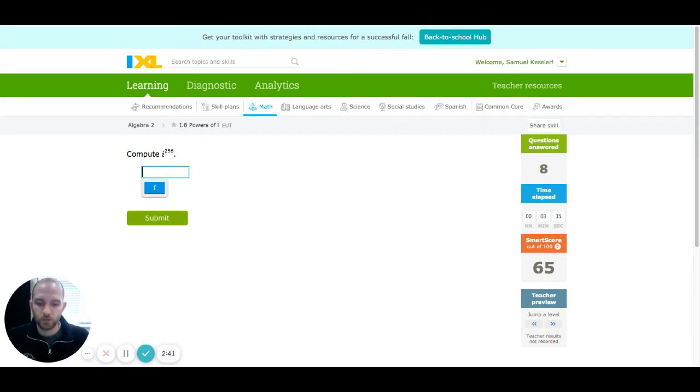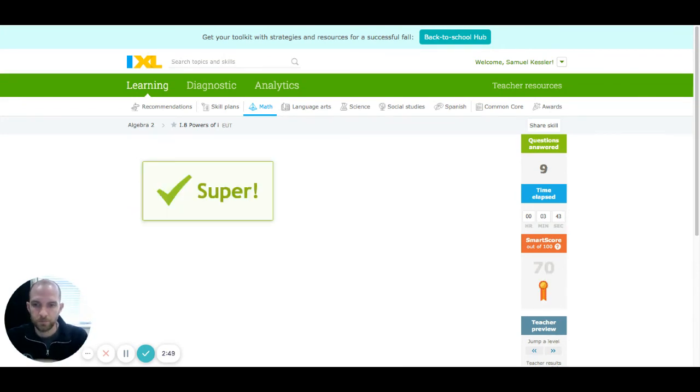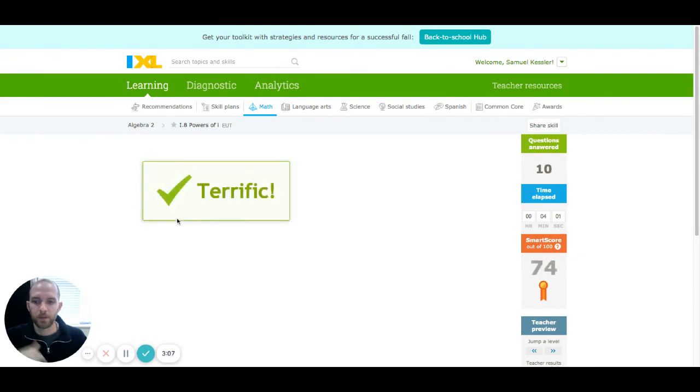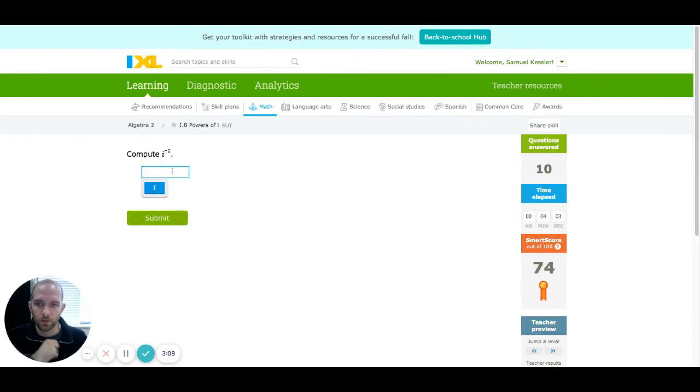256: if you divide 256 by 4, then you're going to get 64. That divides evenly. Anytime it divides evenly, the answer is 1. 573: if we divide 573 by 4, we'll get 143.25. So the remainder is 1 here. So anytime your remainder would be 1, that's just going to give you i. It's going to be the first number in that pattern: i, 1, and the two in the middle are negative.